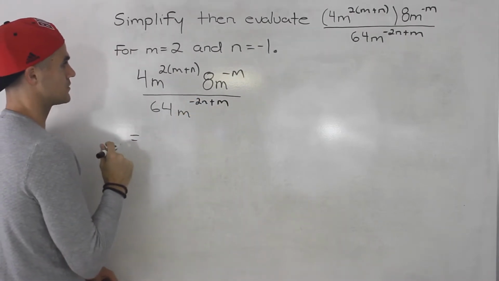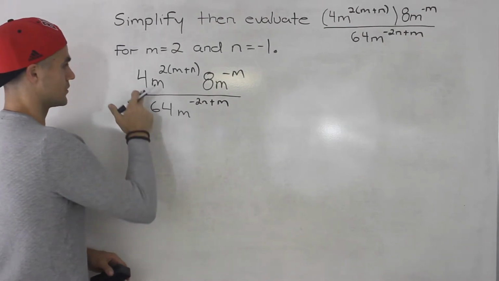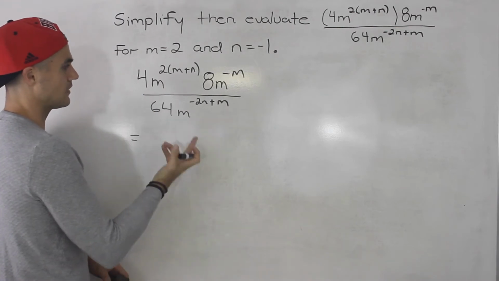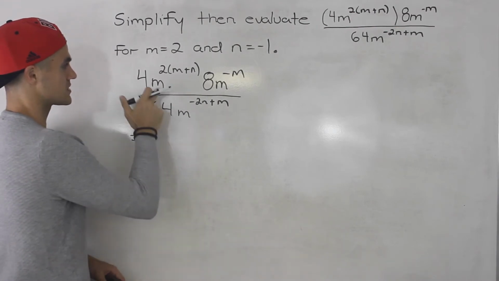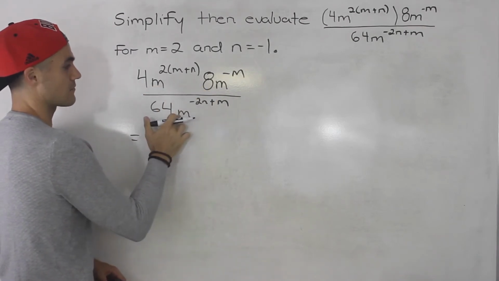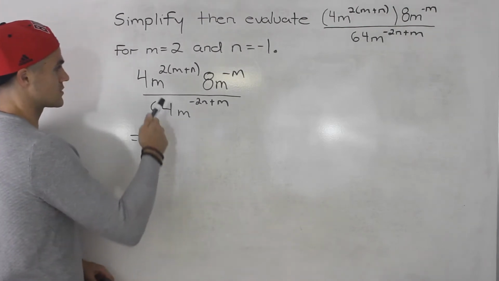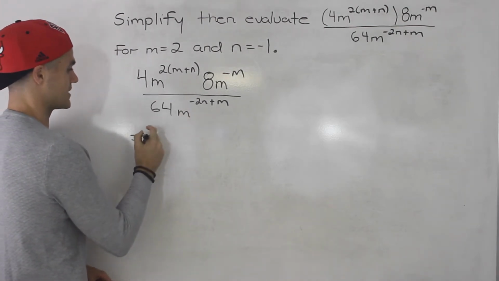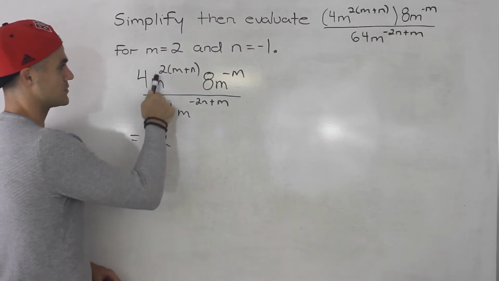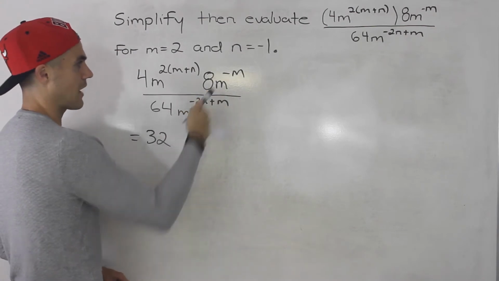So what I'm going to do here is first work with the numbers. So notice we have this 4, 8, 64. I'm going to simplify those. And then also notice we have exponents with the same base. They all have a base of m. So we're going to be able to perform some algebra on them. So first the numbers, 4 times 8 is what? It's 32. And then we have m to the power of 2(m plus n) times m to the power of -m.